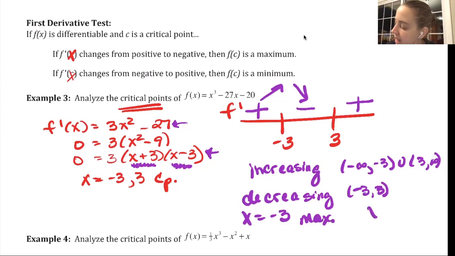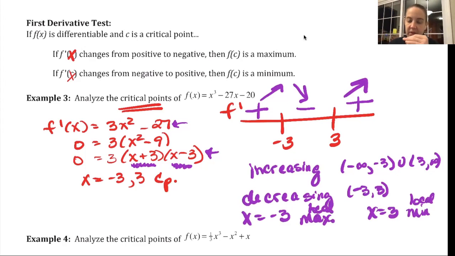At x equals 3, I go from downhill to uphill. So I switch from going downhill to uphill. That's a minimum. By the way, those are local maxes and mins. We talked about absolute yesterday, so we're not talking about y values. I don't know which is higher, which is lower. We don't have endpoints. I'm just talking about a little mountain and a little valley.